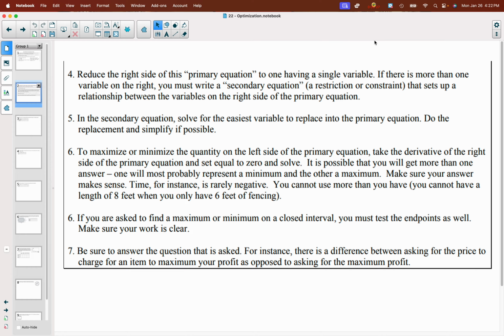Okay, so I do want to point out, first of all, oh, look, there's two number sixes down here. But the second number six, if you are asked to find a maximum or minimum on a closed interval, you must test the endpoints as well. So just make sure, hopefully we'll have a problem on here like that. But definitely sometimes the max or min can occur at an endpoint.